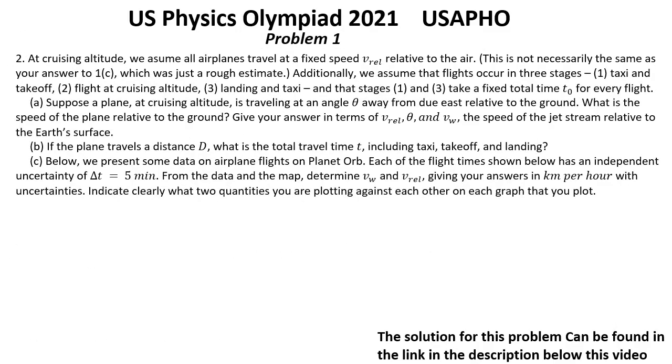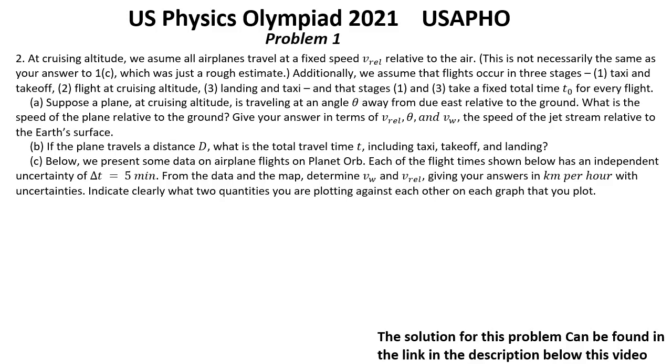Part 2. At cruising altitude, we assume all airplanes travel at a fixed speed v-rel relative to the air. This is not necessarily the same as your answer to Part 1 Question C, which was just a rough estimate. Additionally, we assume that flights occur in 3 stages. First, taxi and takeoff. Second, flight at a cruising altitude. Third, landing and taxi, and that Stage 1 and 3 take a fixed total time t0 for every flight.